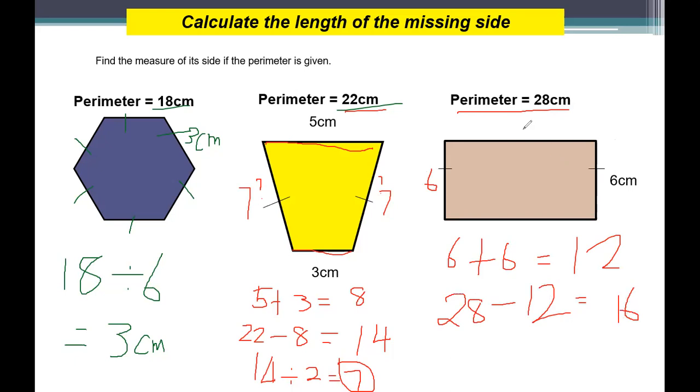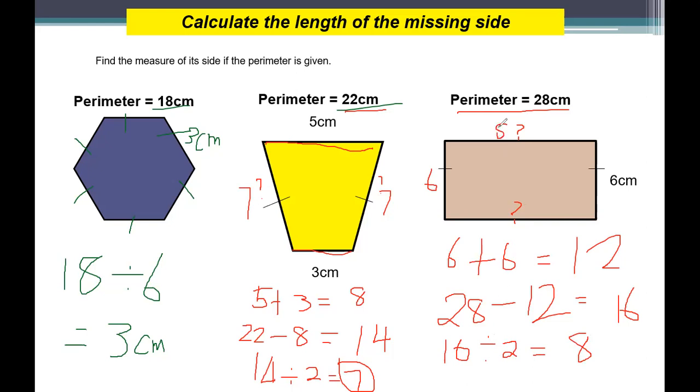So since we have two lengths, okay, so are we going to divide by 1 or are we going to divide by 2? We are going to divide by 2 because we have two sides that are missing, since we have two lengths, okay? And always the length of a rectangle here is equal. Okay, so 16 divided by 2 is 8. Therefore, the missing length is 8.